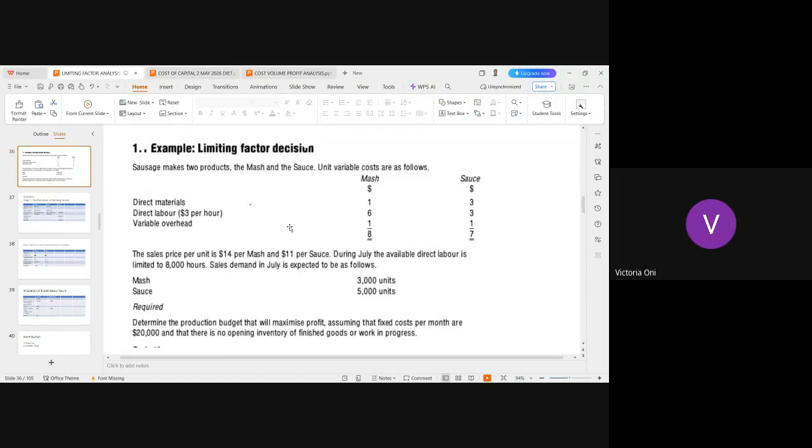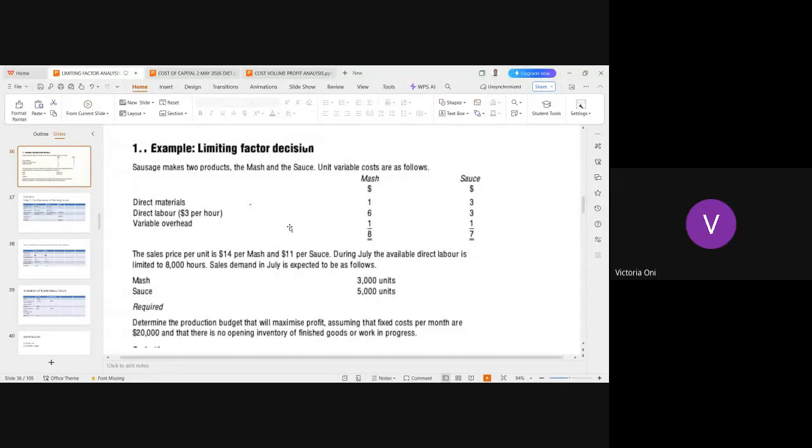When we wanted to calculate the first example we did, when we were calculating our contribution, when we got to labor hours, we used per unit. But here, when we are calculating our contribution, we just pick the total variable to be 8 and 7. Am I right? Overall, 8 and 7. That is to determine your contribution per unit.